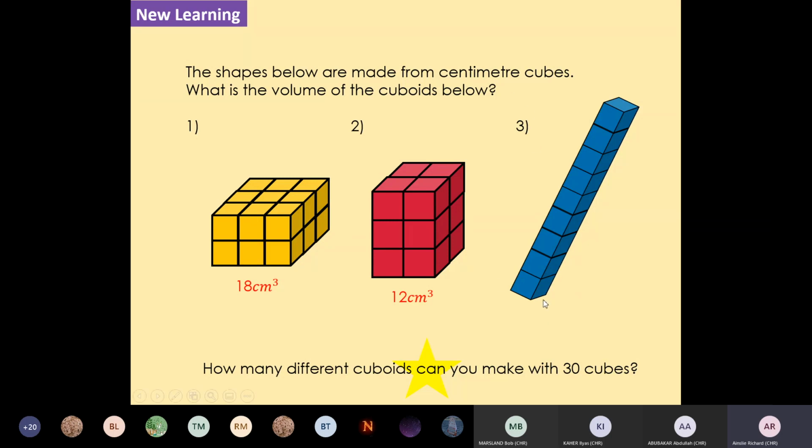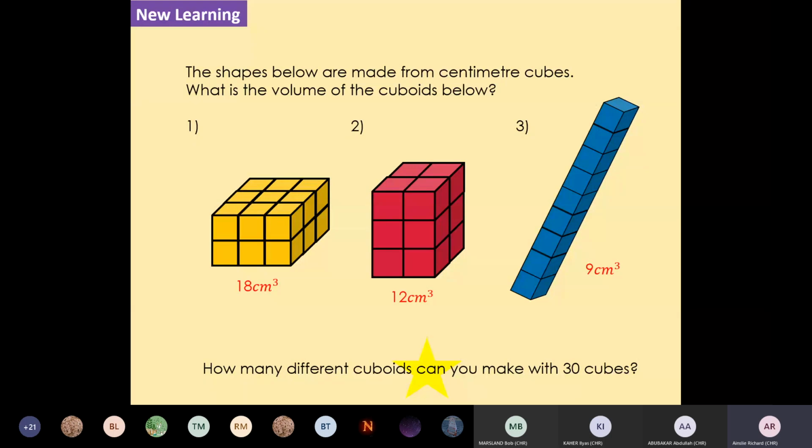And now question 3, we've got 1 by 1, 2, 3, 4, 5, 6, 7, 8, 9. So 1 lot by 9, so we've got 9 on the front layer. How many layers does it go back? It only goes back by 1, doesn't it? There's only 1 lot, so that's simply just 9 centimeters cubed.